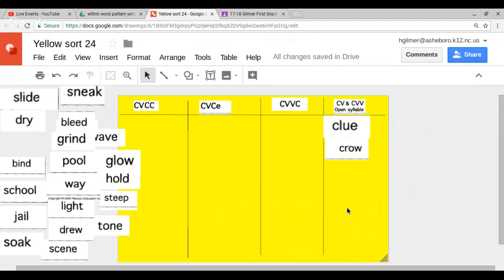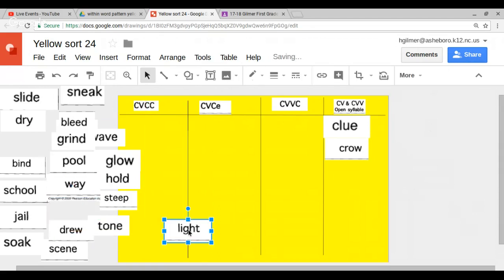Let's try another one. Let's try light. So here's the word light. If we say the word light, oh, that definitely ends the word. So I know they're not going to trick us on this one. We can't keep singing. So definitely closed, absolutely closed syllable word. Even though there's a consonant at the end, we didn't get tricked on this one.